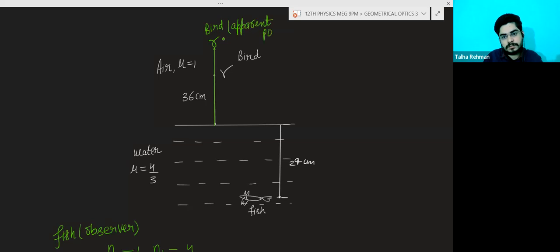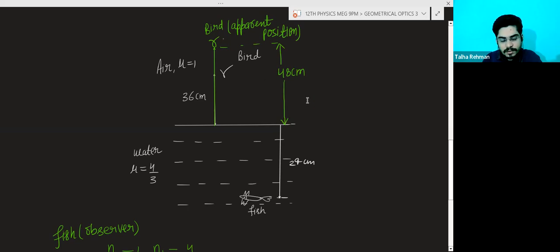Apparent position of bird. And what is this distance? This distance is basically 48 centimeter from the surface. Now can you tell me what is the height of this bird as seen by the fish? Can anyone tell me the answer?